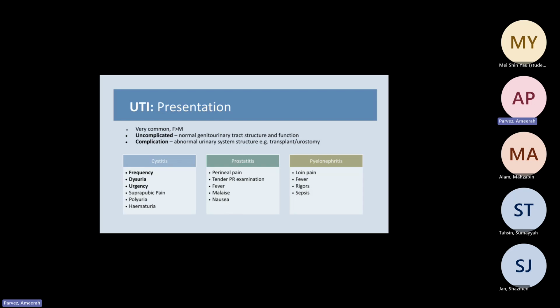So other than that, UTIs can be divided into 3 different types. So you have cystitis, inflammation of the bladder, prostatitis of the prostate, and pyelonephritis of the kidney. So this typically affects the lower urinary tract as opposed to the upper. And cystitis, there's a characteristic triad or syndrome of frequency, dysuria, so painful urination, and urgency. And then pyelonephritis usually happens due to ascending infection from the lower urinary tract.